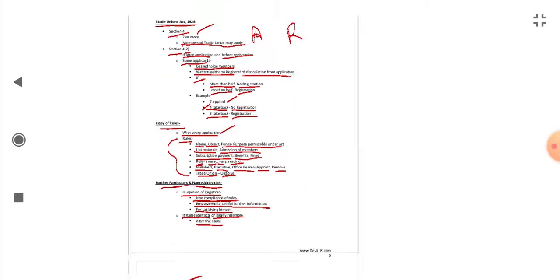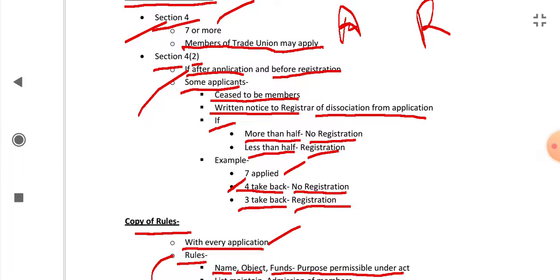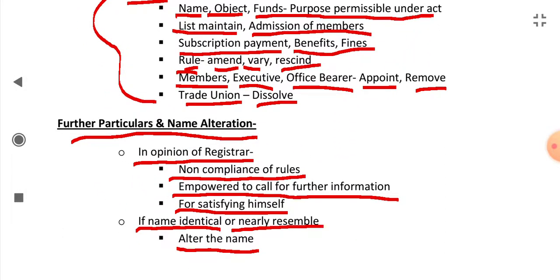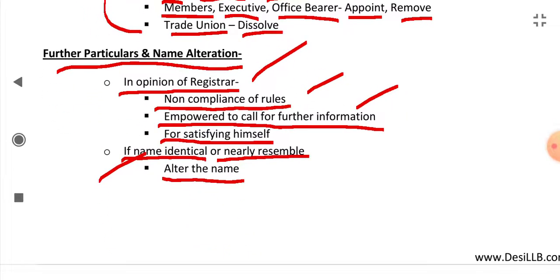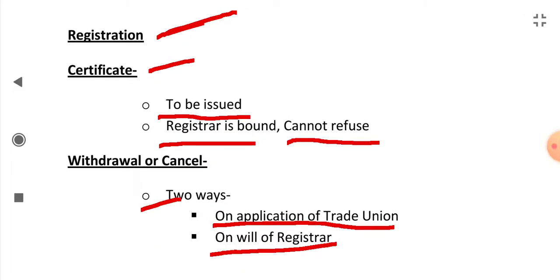So what we have done: registration of trade unions, how it's done, with 7 or more members. If after application before registration, some applicants cease to be members, or they give written notice to the registrar for dissociation: if they are more than half, no registration. If they are less than half, there will be registration. A copy of rules is also submitted with the application. If in the opinion of the registrar there is non-compliance of rules, he will call for further information. If the name is the same or nearly resembles any other trade union, then you have to change the name of the trade union. Then the registration will be done and the certificate will be issued.